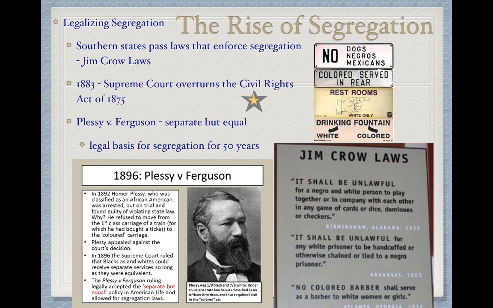Here are some examples on the right of Jim Crow laws. The first one's from 1930. It shall be unlawful for a Negro and a white person to play together or in company with each other in any game of cards or dice, dominoes, or checkers. From 1903, it shall be unlawful for any white prisoner to be handcuffed or otherwise chained to a Negro prisoner. From 1926, no colored barber shall serve as a barber to white women or girls. So the thing is that even though Reconstruction ends, segregation in the South does not. And that segregation is codified into law, collectively known as the Jim Crow laws.